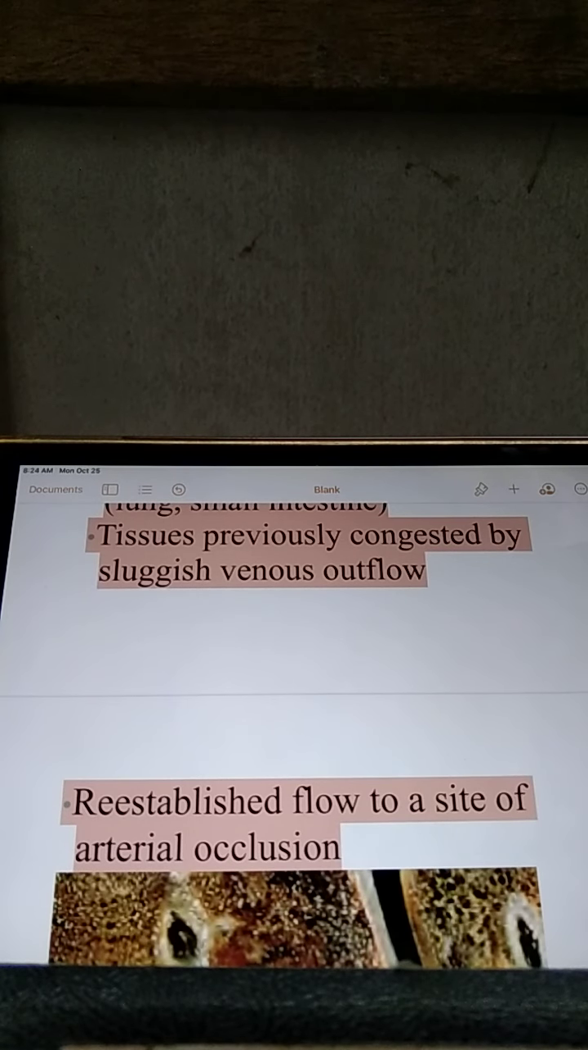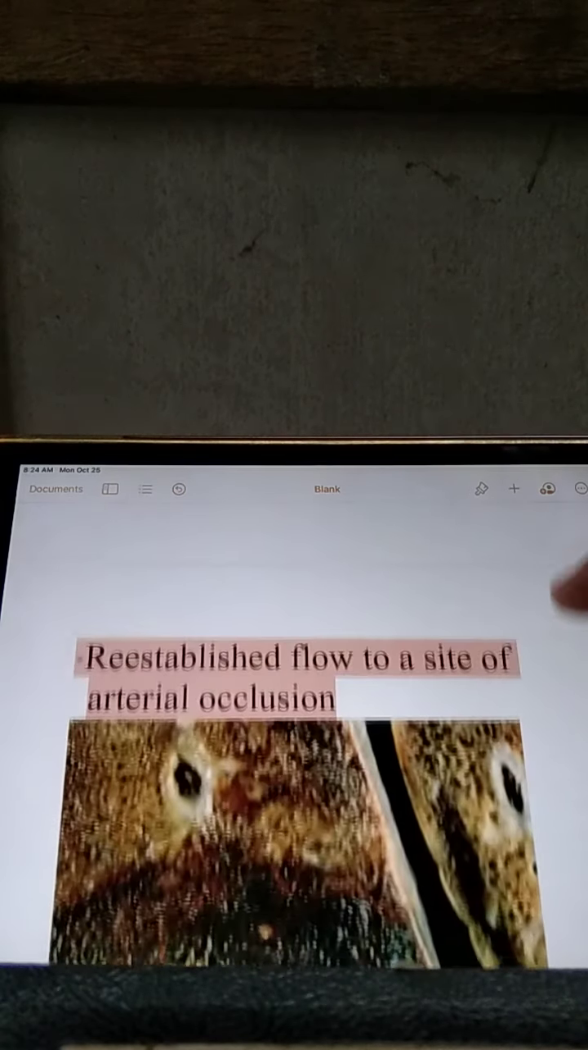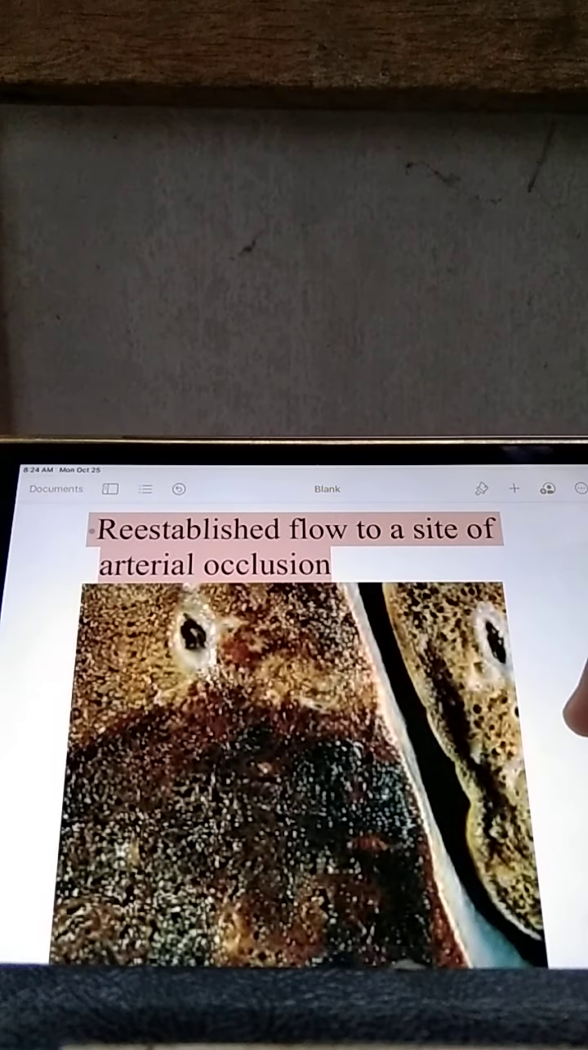Red infarct occurs due to venous occlusion or embolism in an organ with dual blood supply, where the secondary blood supply is unable to keep up with the needs of the tissue. It is red in color because the small intestine has a dual blood supply. So here is an example picture of a red infarct.